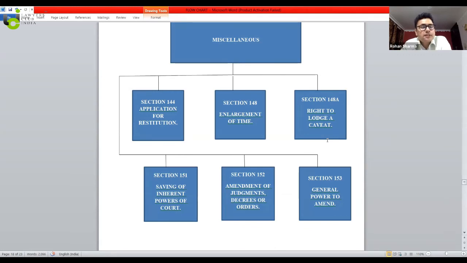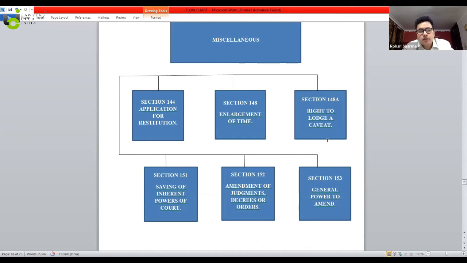The second important section in this lot of sections is section 151. 151 may be one of the most important sections, which talks about the inherent powers of the court. Now, what are these inherent powers? In what circumstances these inherent powers are used is what we will deal with when we deal with the section.